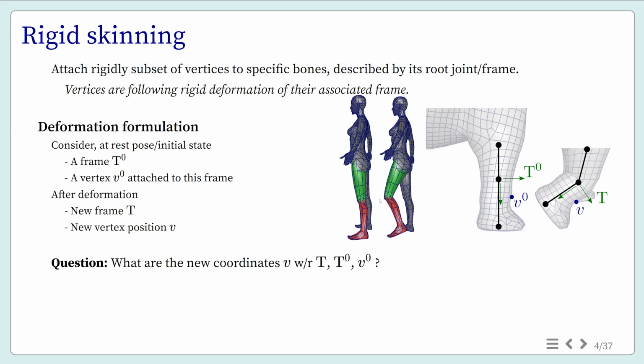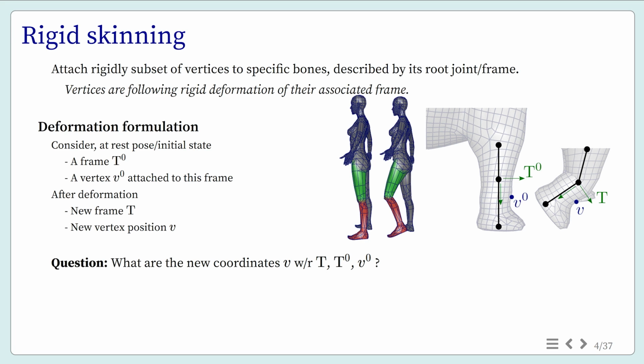The simplest approach to deform the surface is to attach rigidly a subset of vertices to a specific bone. And basically the vertices are going to follow rigidly the deformation which is applied to the associated frame. So for instance, in this case, the green vertices are going to follow one bone, and the red vertices are going to follow rigidly another bone.